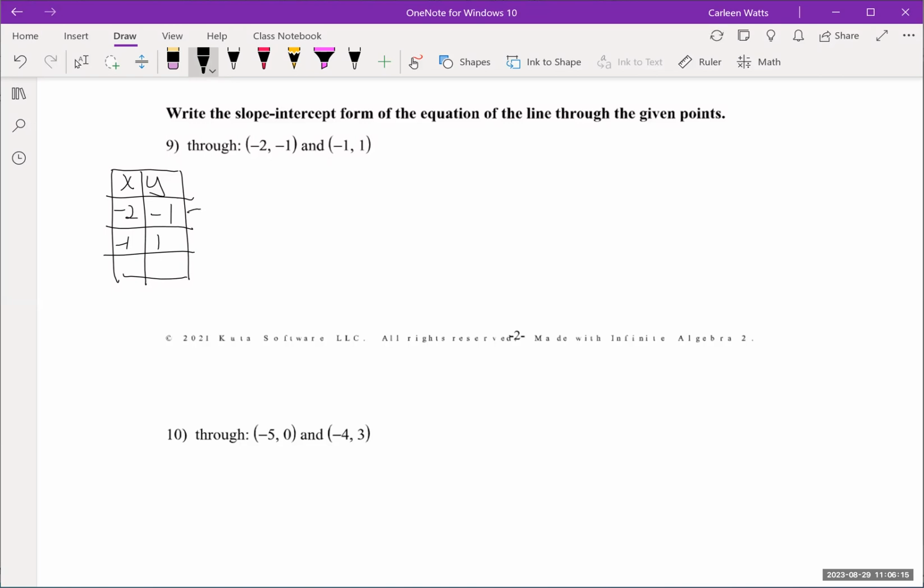Okay. How much is the y value going up? 2. Agree? 2? From -1 to 1, it goes up 2, right? Okay, from -2 to -1. Now, remember, negatives are bad things. You had 2 bad things, and now you only have 1 bad thing. Did it go up or down? Up. So up 1.